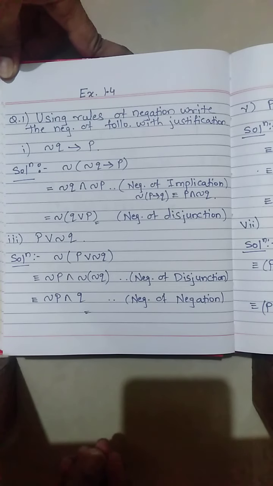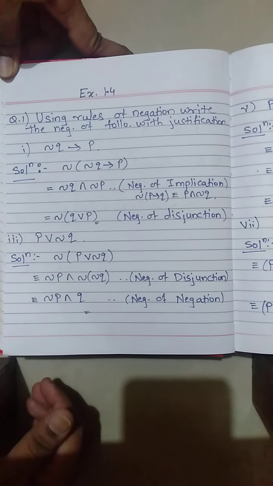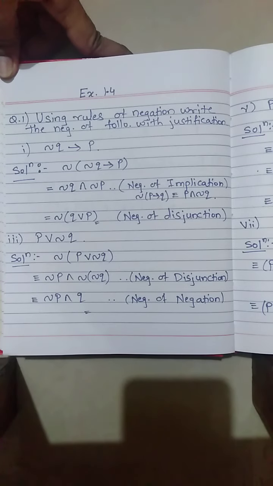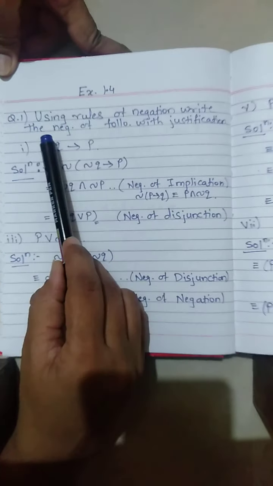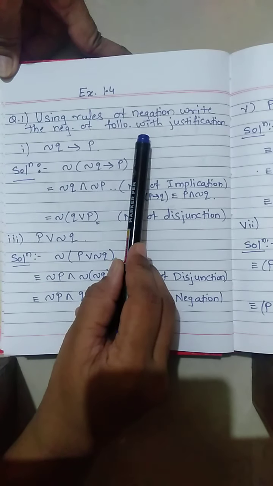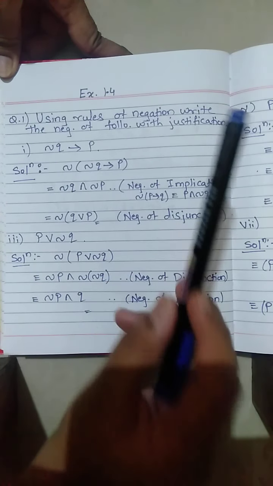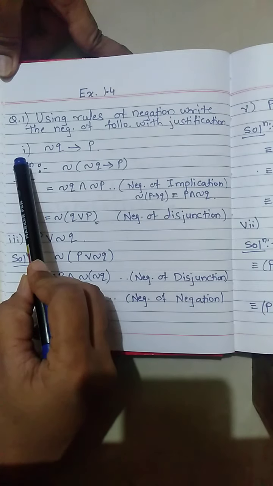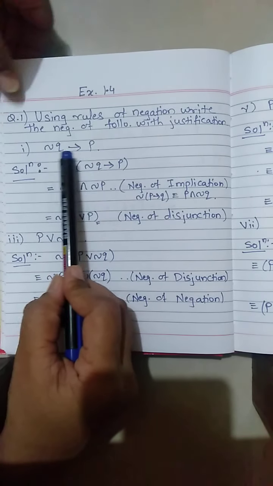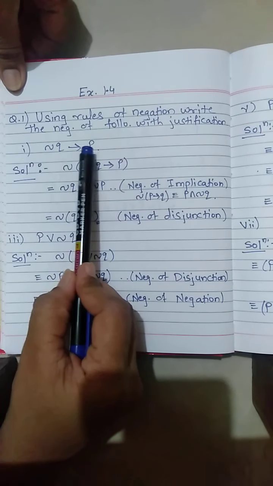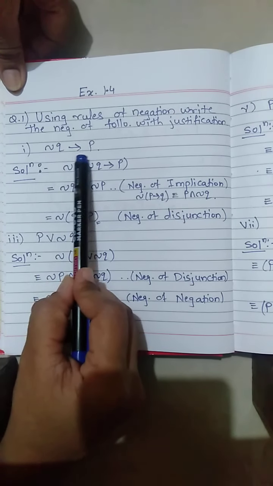I have solved some problems, and the problems I have not solved, you can solve yourself using these problems. I have written question number 1. Using rules of negation, write the negation of the following statements with justification. The first statement from your exercise is negation Q implies P. Find the negation of this statement.